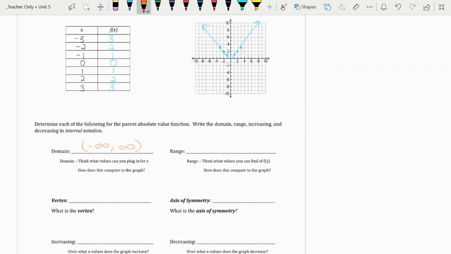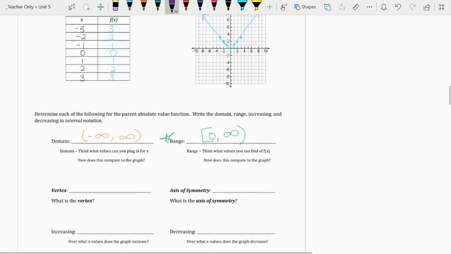Your range is the one that's going to change with these. So we have to think about what's not included, which everything down here is not part of the graph. So we think our lowest y value. Well, our lowest y value is 0, and our highest would just keep going forever to infinity.